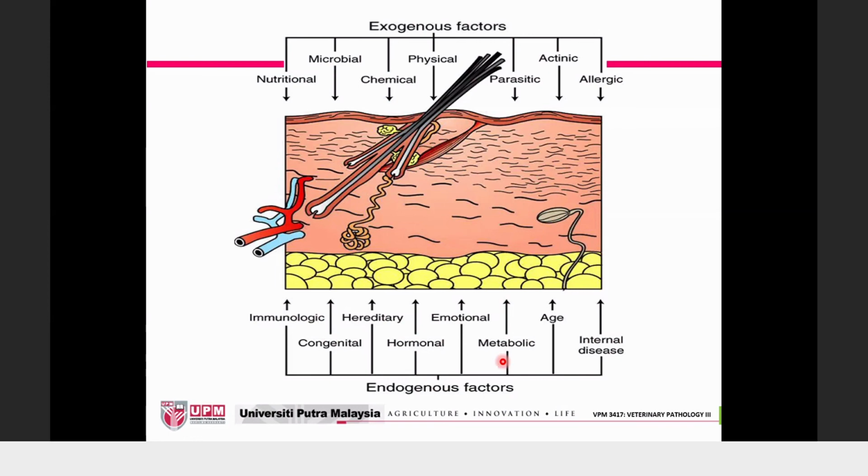Metabolic sometimes, for example, maybe drugs, sometimes even antibiotics. Certain people are sensitive to certain types of antibiotics, so when they are given the antibiotic, they develop rashes on the skin. Okay. Right. Any question?